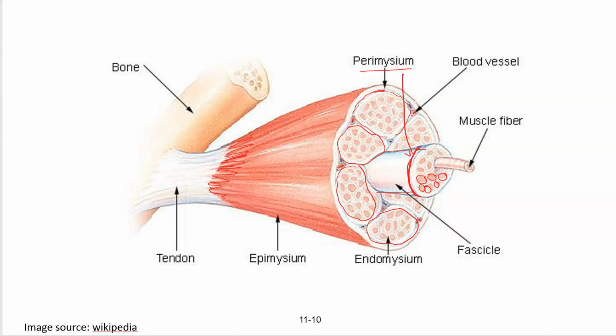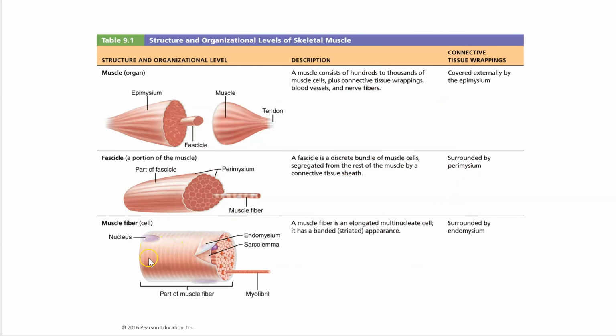So if you carefully look over here, this white space in here is the endomysium. So all the space around each muscle fiber is the endomysium. So right over here, you see a portion of a muscle fiber. The muscle fiber is covered by endomysium, and each muscle fiber is basically a whole bunch of myofibrils held together.